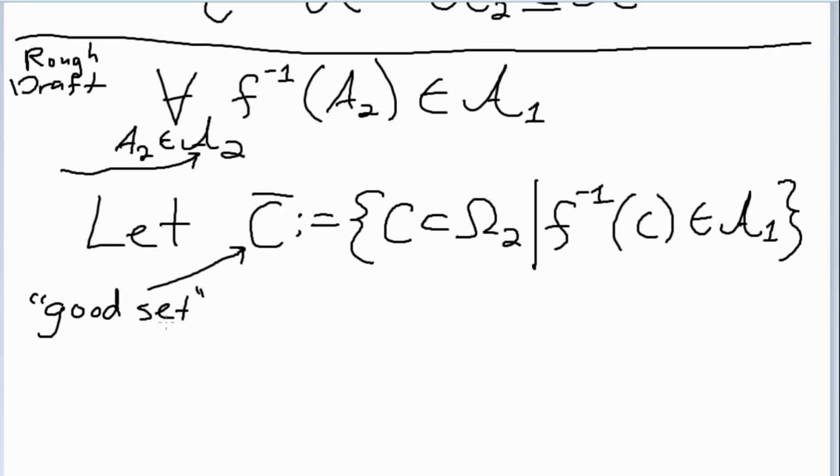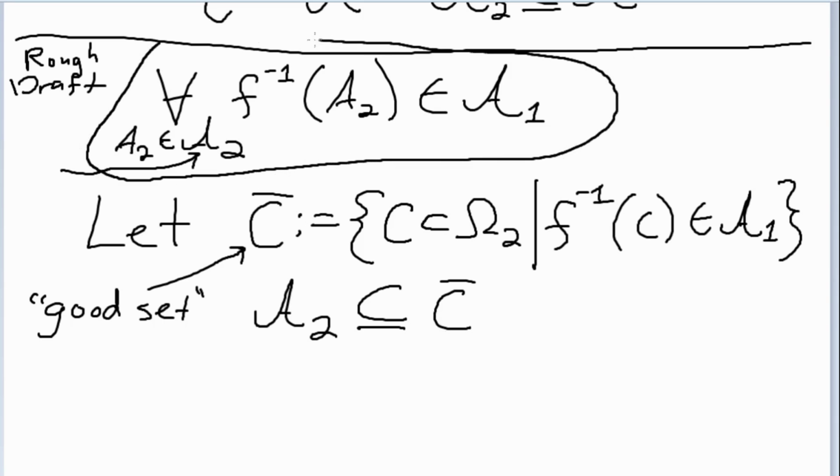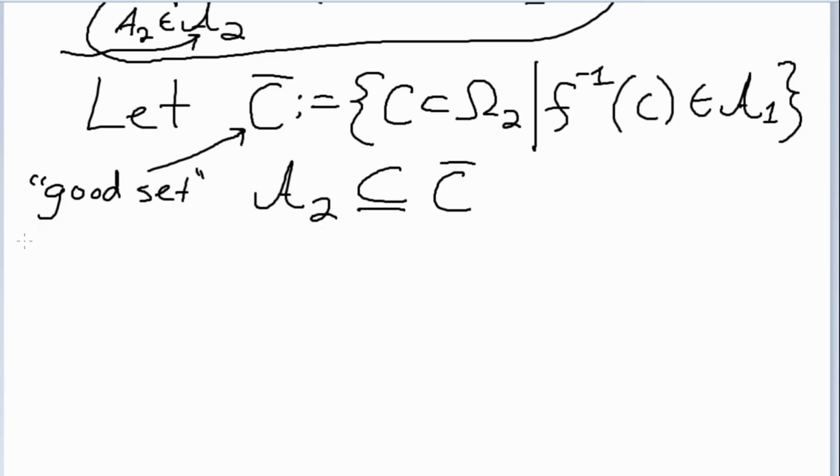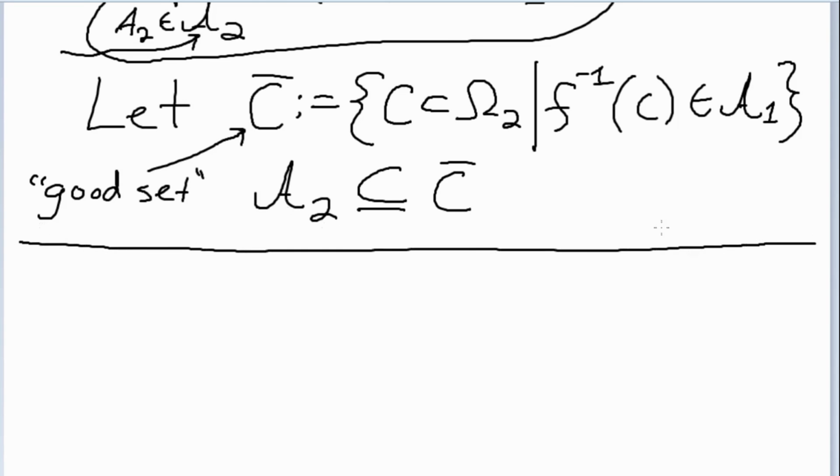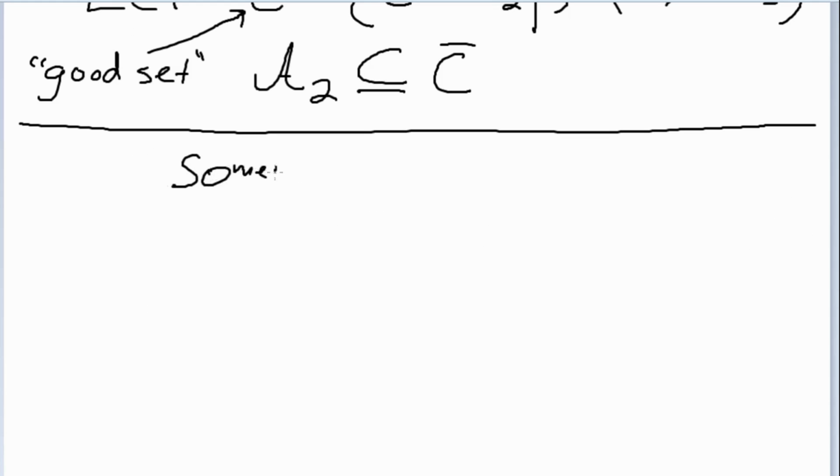So what we're going to want to do is to show that A2 is a subset, it could be equal, a subset of C bar. And if we've succeeded in that, then we will have succeeded in proving the theorem, because we will have shown that all the sets in A2 are indeed good sets. That is, they all have pre-images under f in A1, which is exactly what we have to show. So now let's look at a somewhat less rough draft.